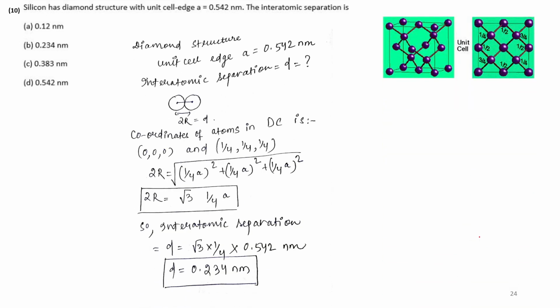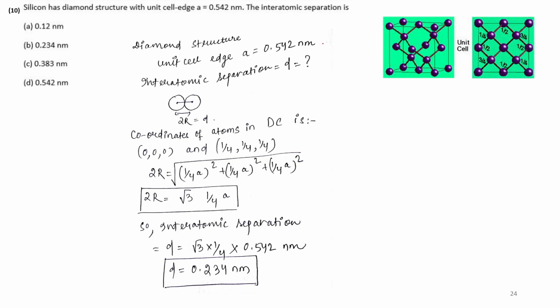So now we will go to another problem. Silicon has a diamond structure with unit cell edge a equal to 0.542 nanometer. The interatomic separation is asked here. See the unit cell, it is a diamond structure for silicon. You can see the atomic positions here, if it is the origin, how they will be.